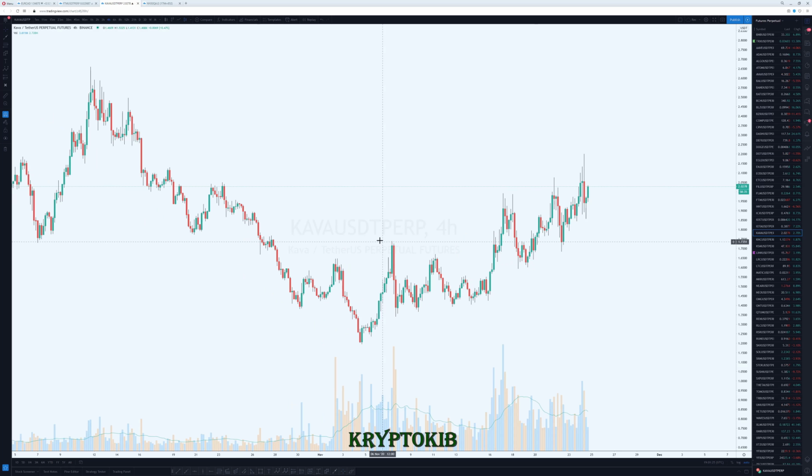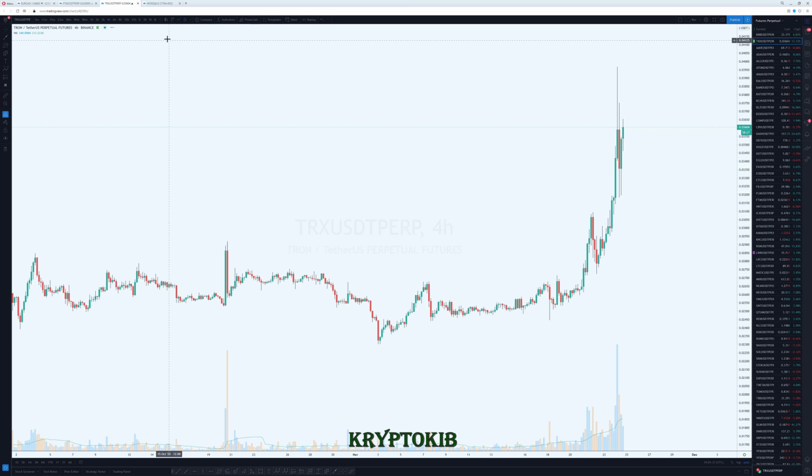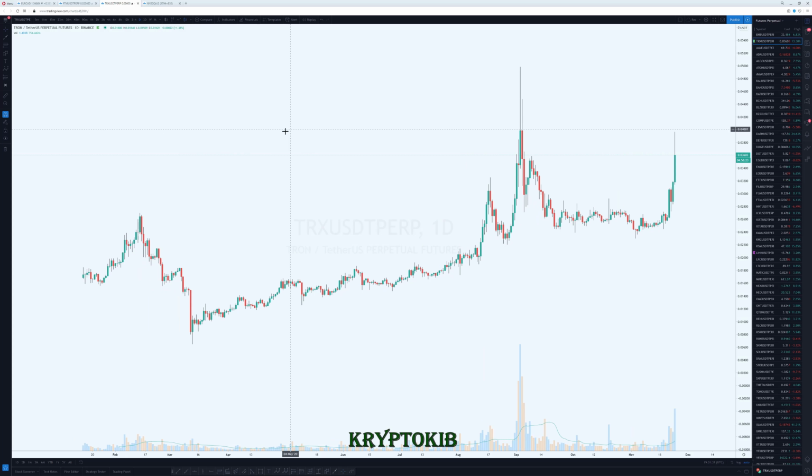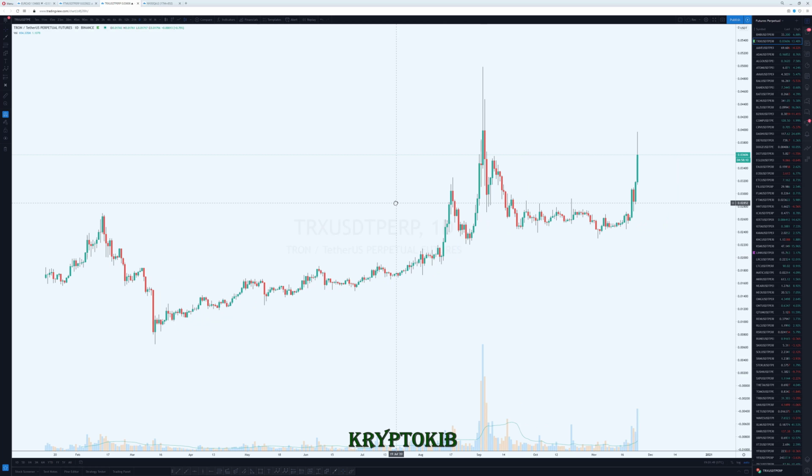So I have looked at this particular coin. I would like to take a look at another coin to see the structure. Okay, all right, this is TRS. This is the daily chart. Merely not looking at this information right here, some people have seen already a bullish structure.